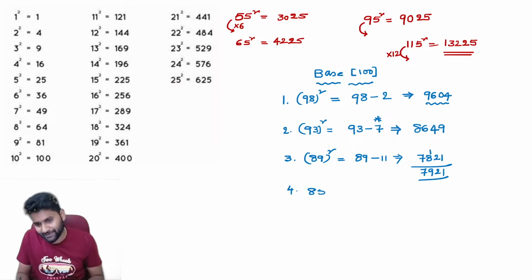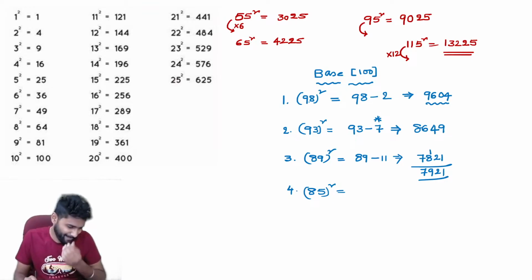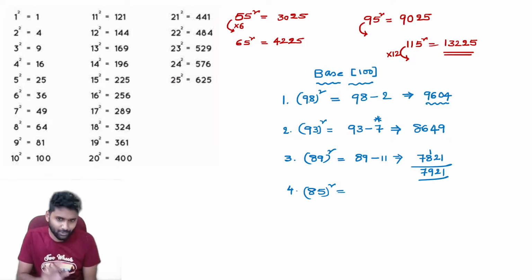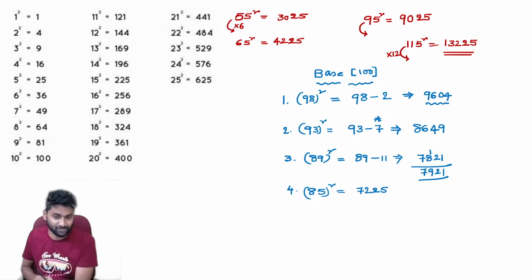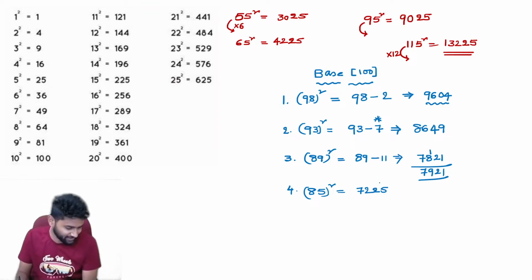Let's take 85 square. What is the answer for 85 square? Don't use the method. You know the logic for 5, right? Then 5 square is equal to 25. 8 is multiplied with the next number 9. 8 nines are 72. So the answer is 7,225. Yes, very good, Nandana.